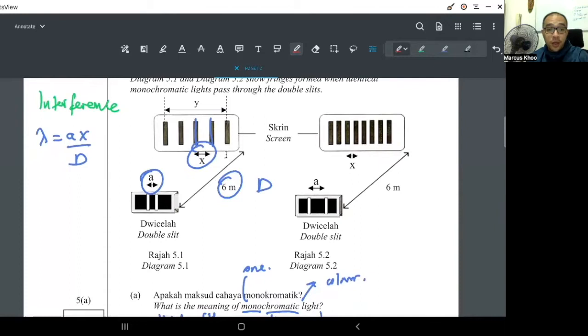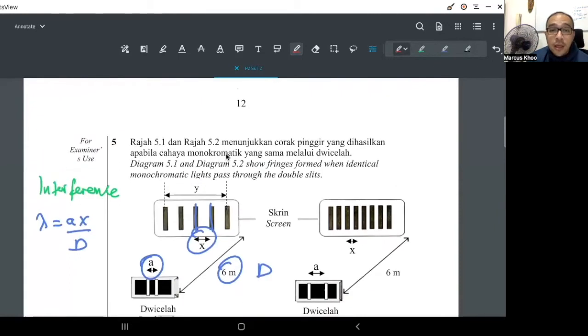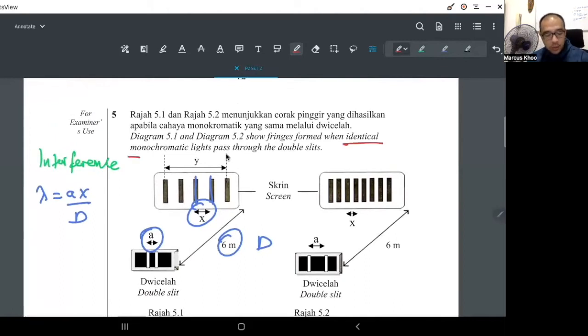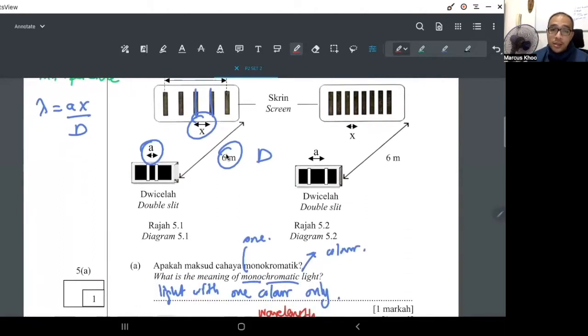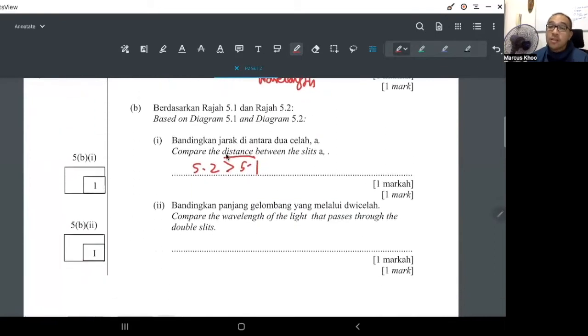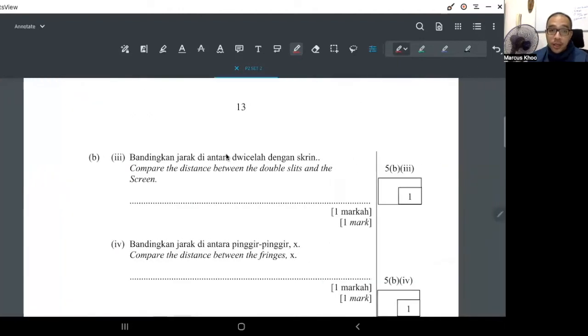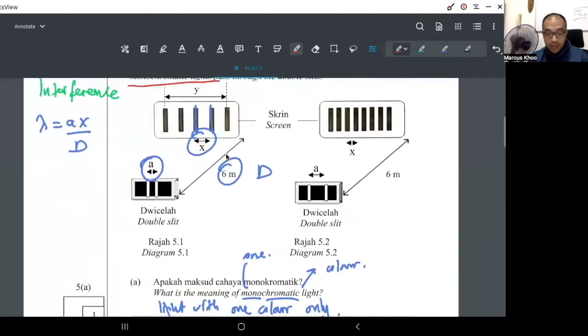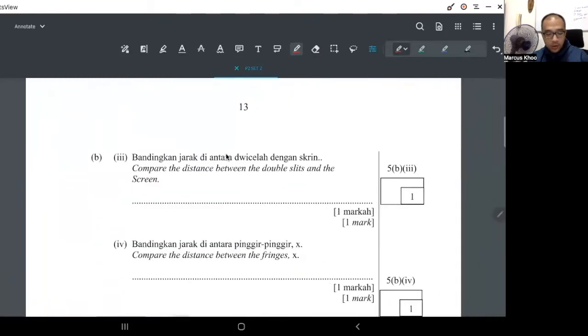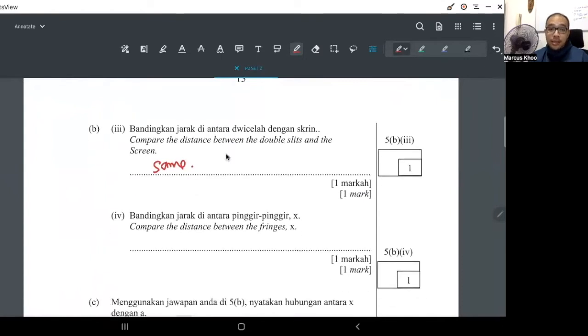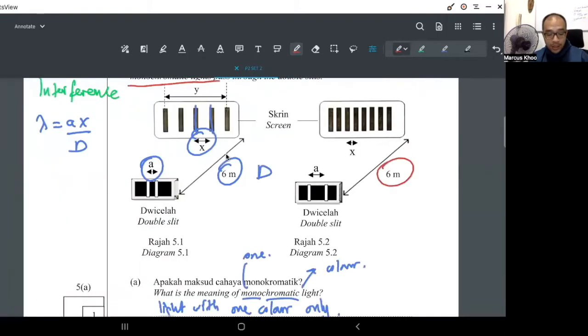Oh, it's not given. Okay, sorry, the wavelength is the same because it's identical monochromatic lights. Monochromatic is one wavelength. So since it's identical, the wavelength will be the same. Compare the distance between the double slits and the screen, which is the D. Also the same. Then lastly, compare the distance between the fringes X.